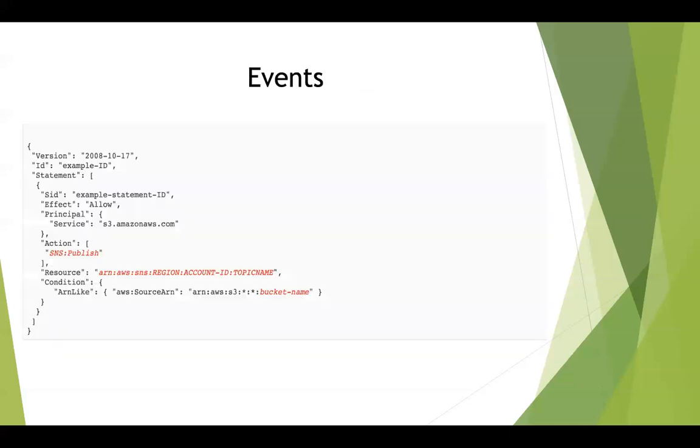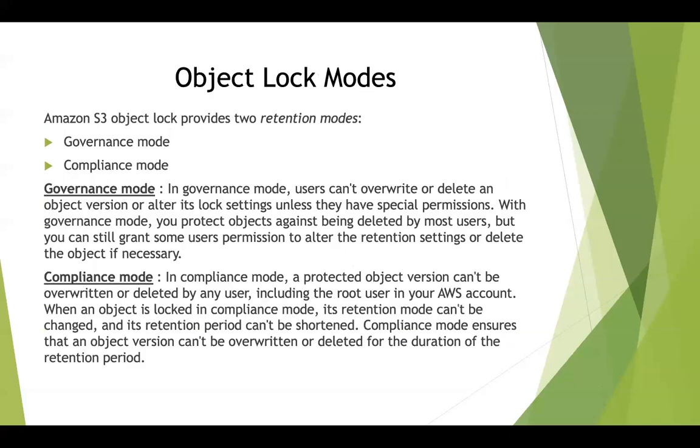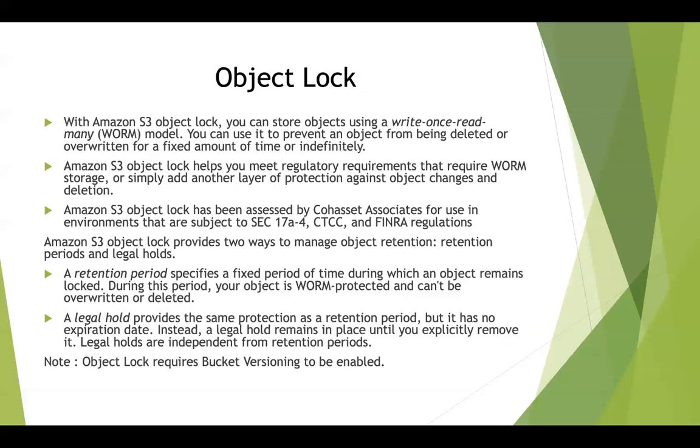So today we have looked at 5 different properties, starting with object lock. It uses the write once read many model, and you can use it to prevent an object from being deleted or overwritten for a fixed amount of time or indefinitely. There are 2 types of periods called retention period and legal hold. Retention period specifies a fixed time during which an object remains locked. During this period, your object is WORM protected, and cannot be overwritten or deleted. A legal hold provides the same protection as a retention period, but it has no expiration date. So until and unless you remove the legal hold, it will be in place. Your objects will be protected.